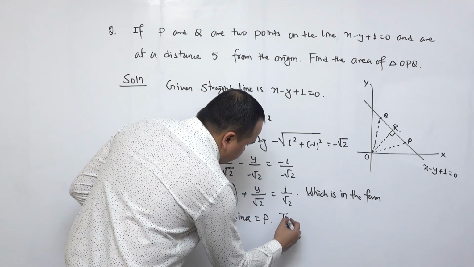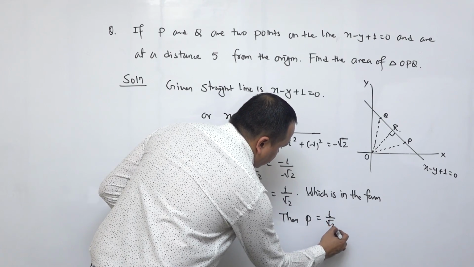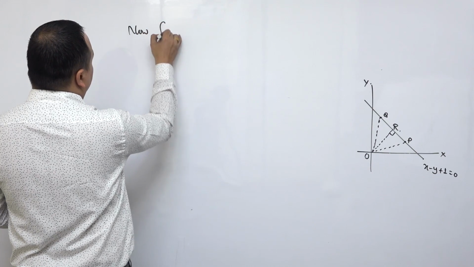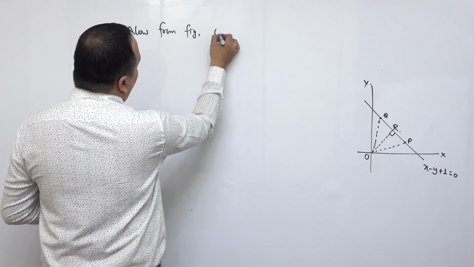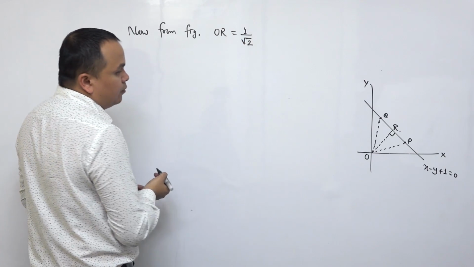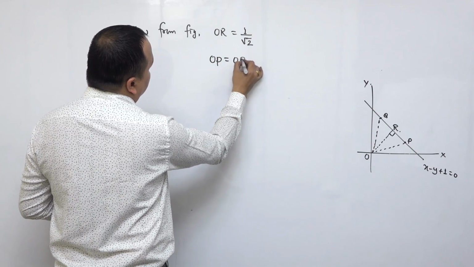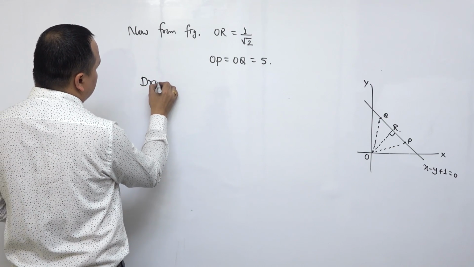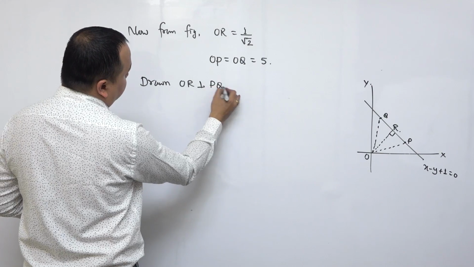Then p is 1 upon root 2. Now from the figure, OR is equal to 1 upon root 2, and by the given, OP is equal to OQ is equal to 5. Draw OR perpendicular to PQ.